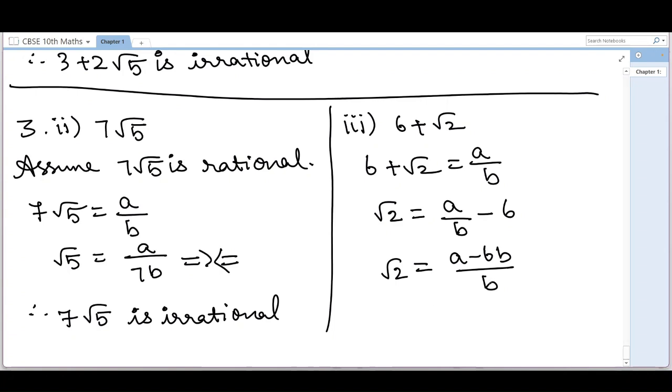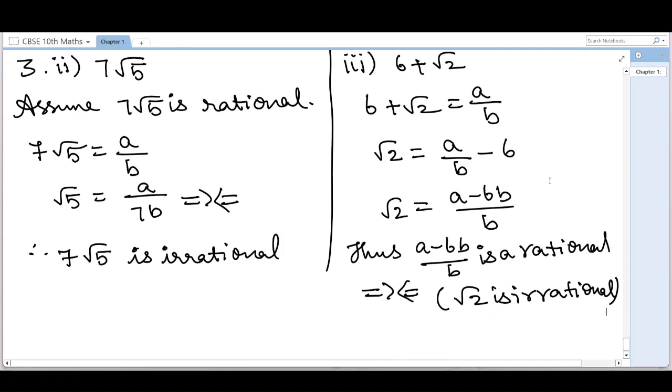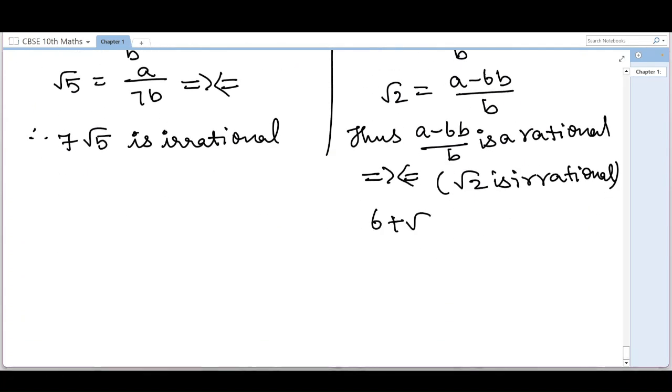So in a by b form, a minus 6b by b is a rational number, right? It's a rational number, but the left hand side, root 2, is an irrational number, which contradicts the idea that root 2 is irrational. Therefore what we have assumed is wrong. So we can conclude that 6 plus root 2 is irrational, right?